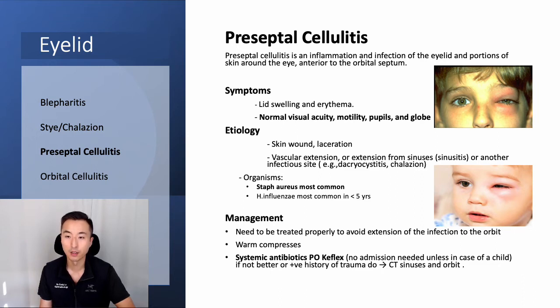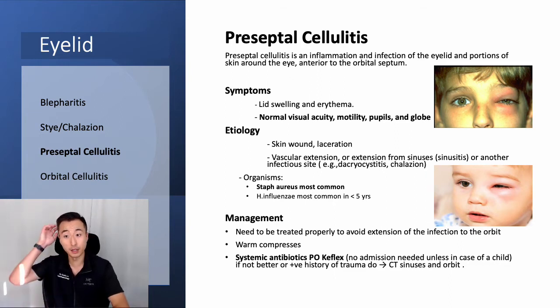So it's important that these patients are started on treatment and that they're monitored to make sure that their infection is improving, and if they're not improving, to make sure that they're followed closely. And if you have any concerns, get a CT scan with fine cuts through the orbit to make sure there isn't any extension of the infection. And so that's sort of your basic approach to these preseptal cellulitis cases.